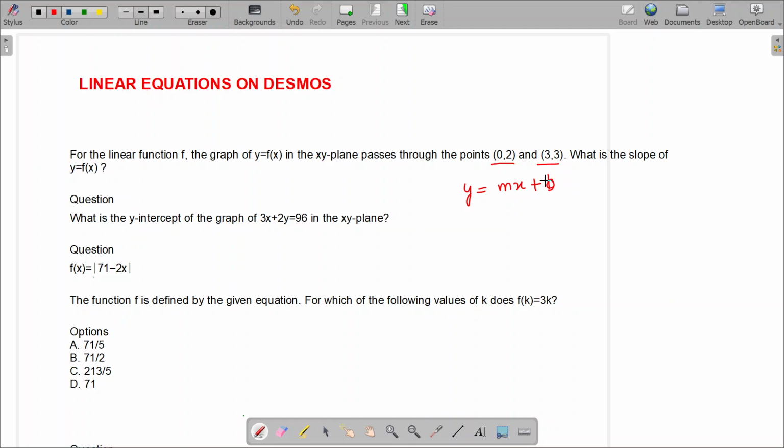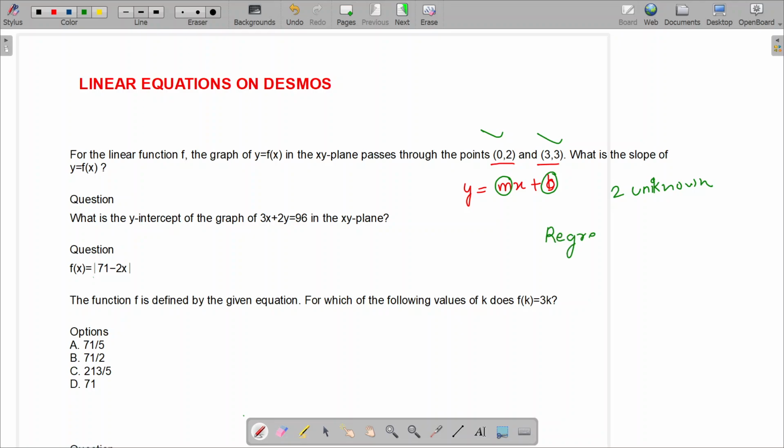Both are correct. Now, how many unknowns are there except x and y? Two. There are two unknowns. And how many points are there? Two points are given. So, when the number of unknowns is equal to the number of points, or even when the number of points is more but the number of unknowns is less, we can use Desmos. We'll use regression on Desmos.